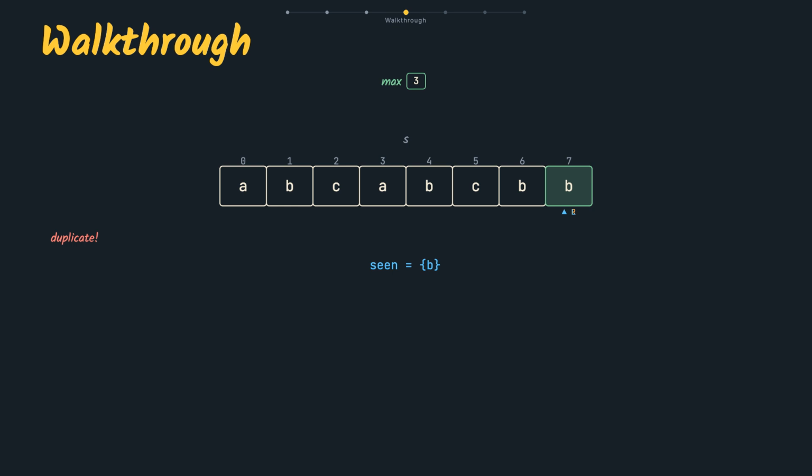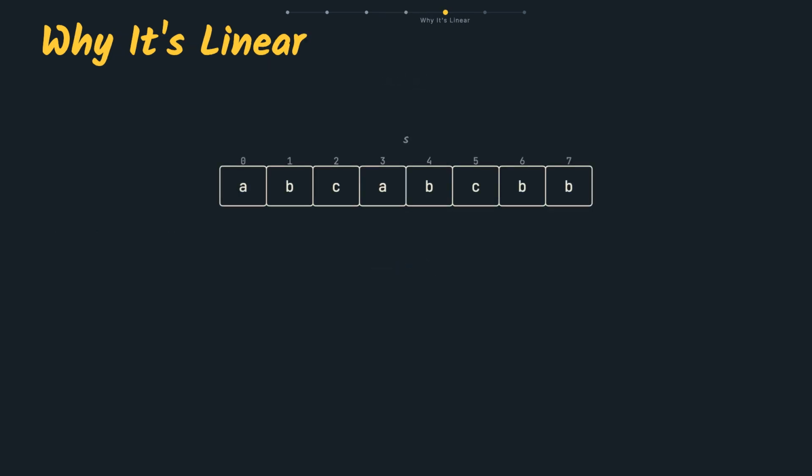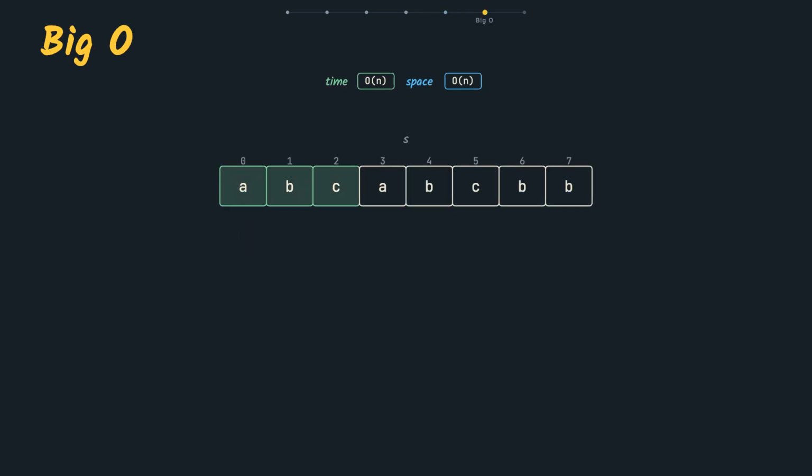Max never exceeded 3. Notice what happened. Both pointers only ever moved right. Every character entered the set once and left once. No backtracking. Each character enters the window once and leaves once. The set holds only the current window. Time and memory both grow with the string's length.